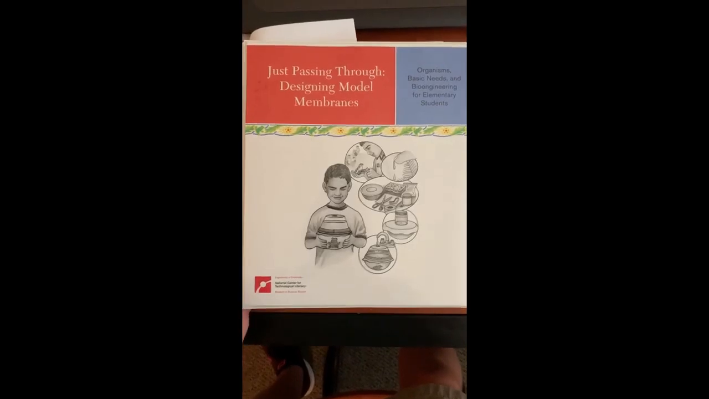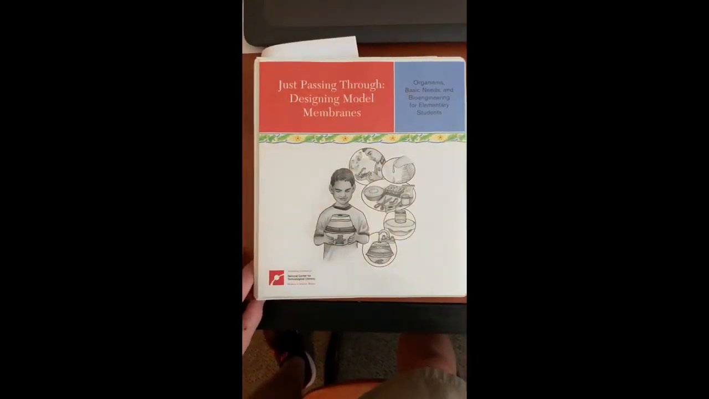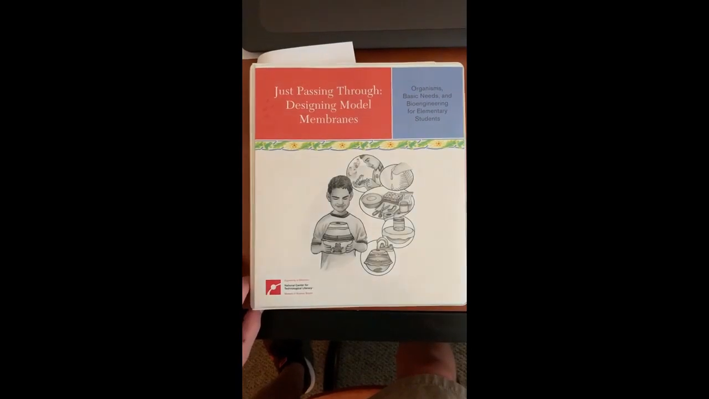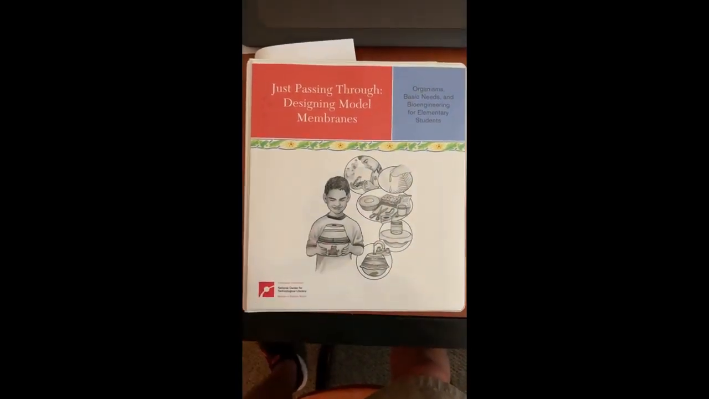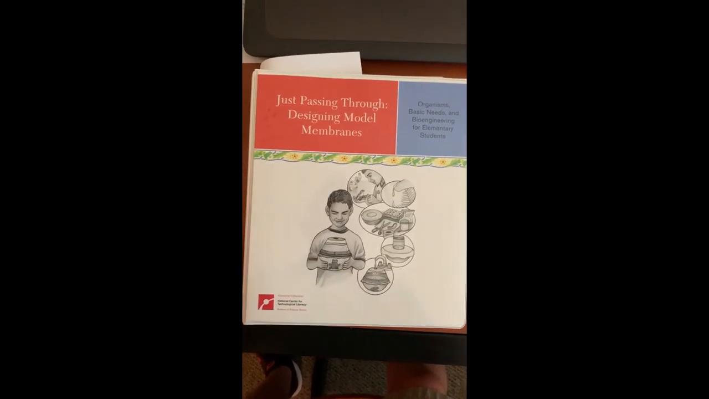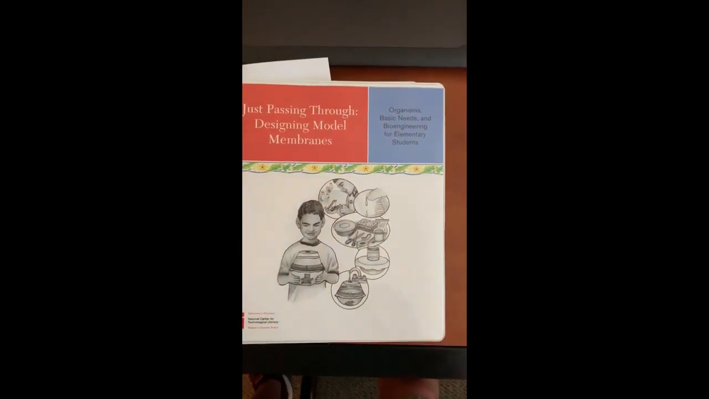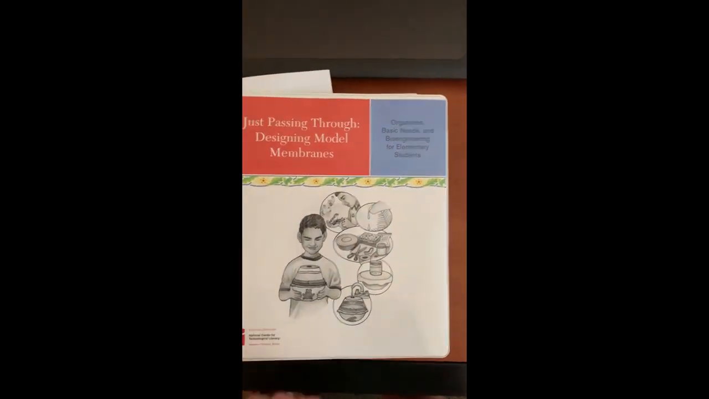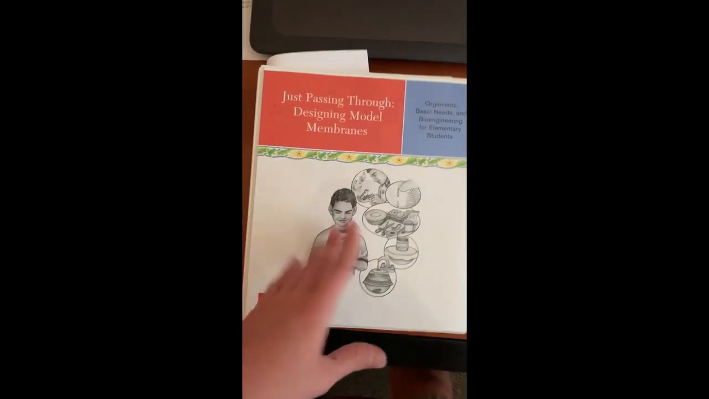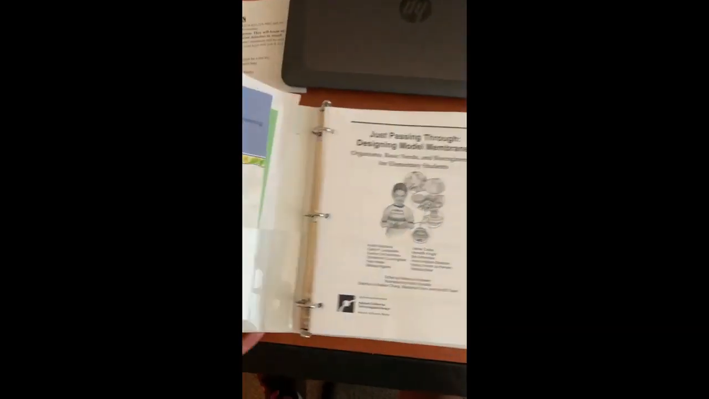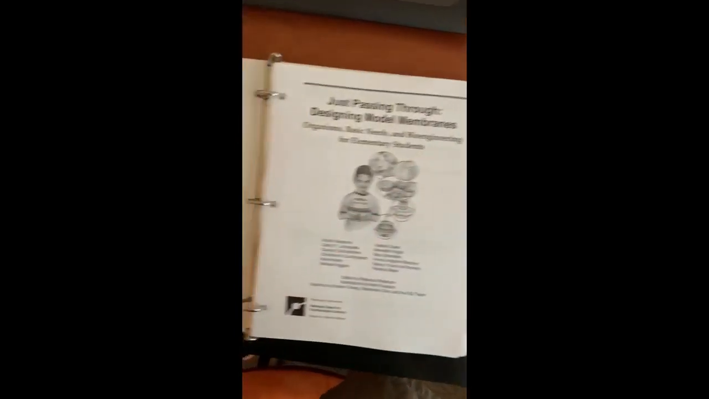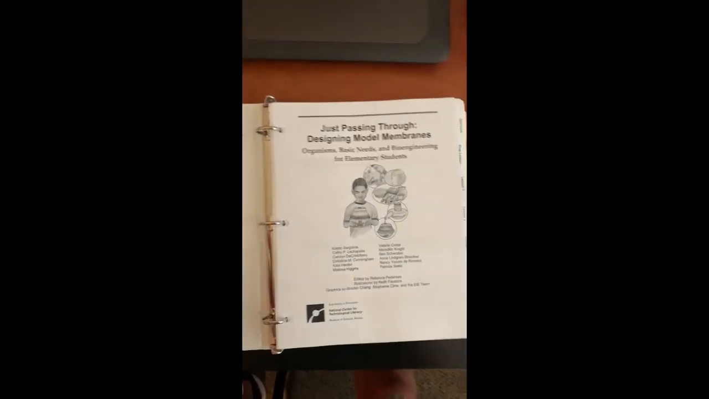So I wanted to give everyone a closer look at the curriculum for the engineering as elementary, and we've got here, this is just one lesson, so it's passing through designing model membranes. So it focuses on organisms, basic needs, bioengineering, and it's designed for elementary students. It's actually designed for 1st grade through 5th grade. They have a specific one for kindergarten, but we don't have it here to show. So you can see it's a pretty thick binder full of stuff. It's got all these different tabs: overview, prep lesson, lesson 1, 2, 3, 4, and the assessment. You can do it over multiple days, but it focuses on one thing.